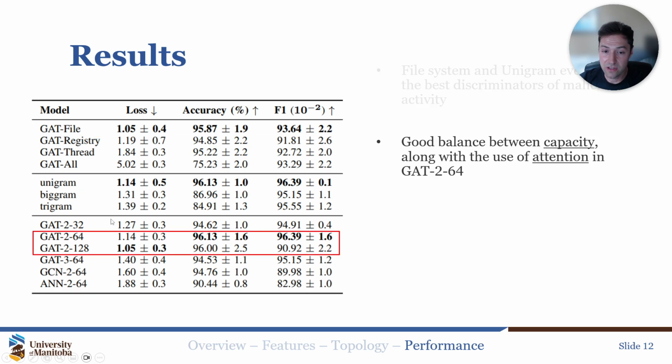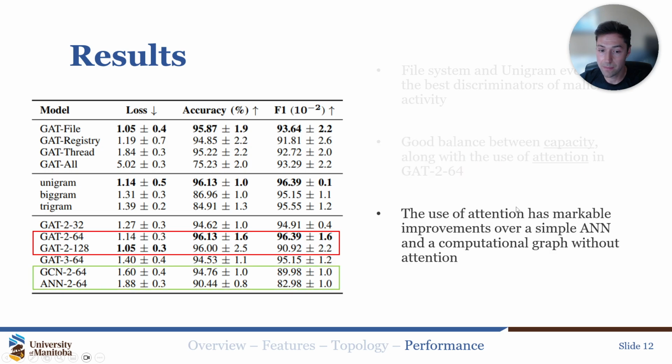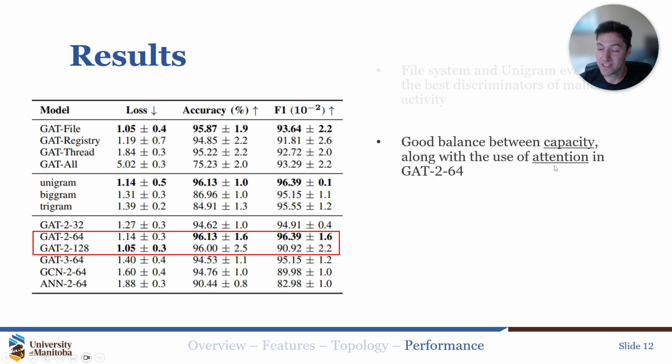And one other thing that we looked at was the difference in capacity of the model. With that learnable weight matrix, capital W, you can actually add more neurons to it, so you're increasing the capacity of the model. We looked at different sizes of the model, and we noticed that there was a good balance at 64 neurons in that hidden layer. And what we also noticed was the use of attention was very important.